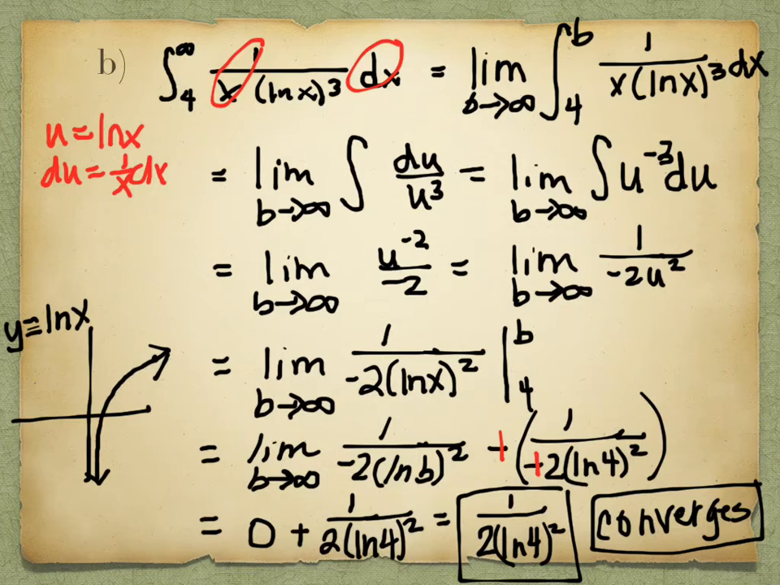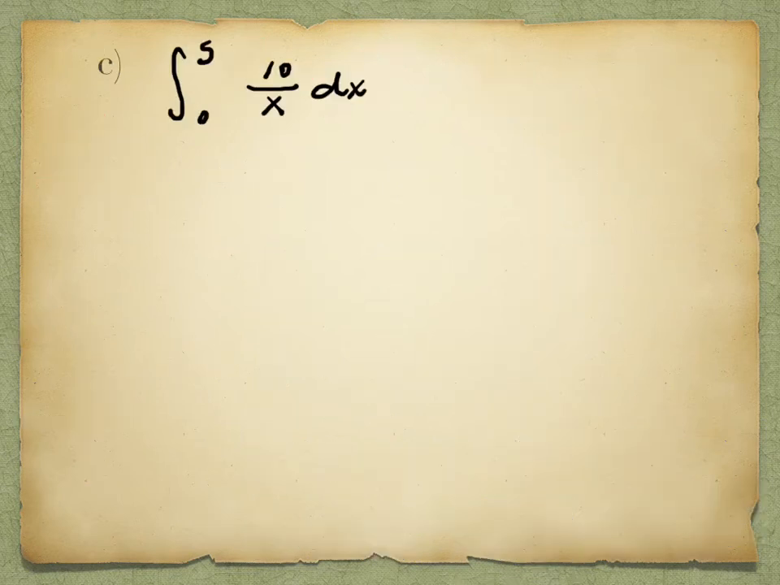All right, ready for another one? All right, we have the integral from 0 to 5 of 10 over x. What's different about this one? There's no infinities. What else is different? It's not continuous. Where is it not continuous, Jordan?